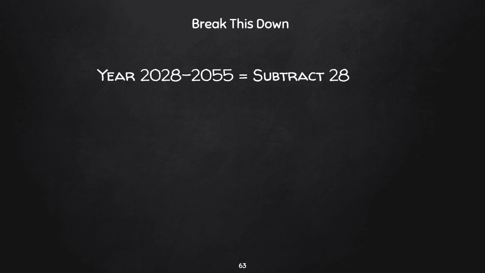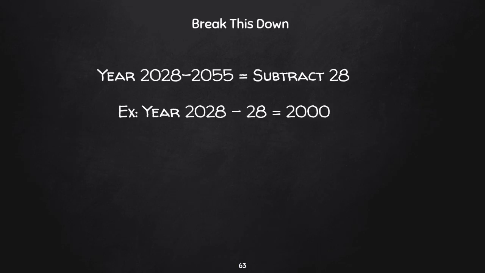Let's take one example. Suppose the given year is 2028. If you subtract 28 from 2028, you will get 2000. And we already know what the year code for 2000 is. It's 0. That means the year code for 2028 is also 0.